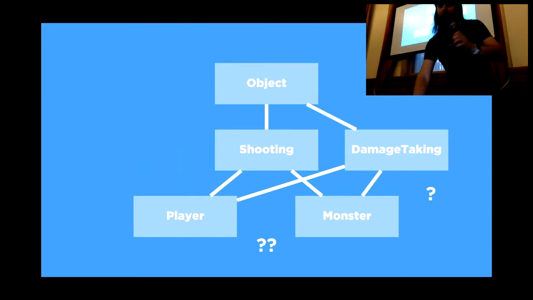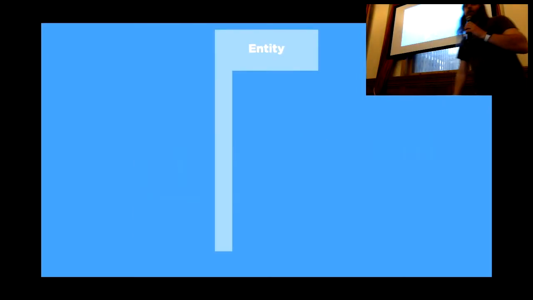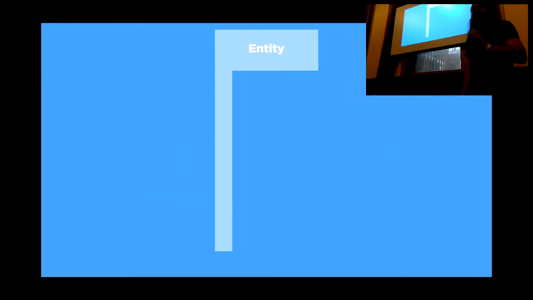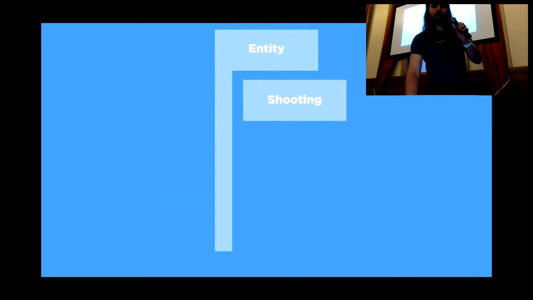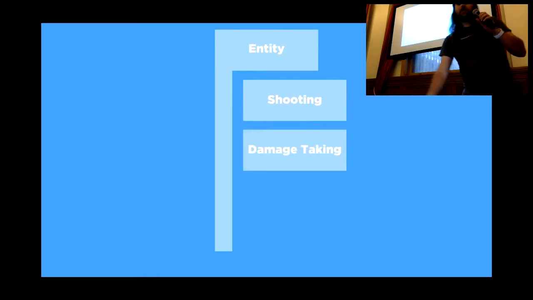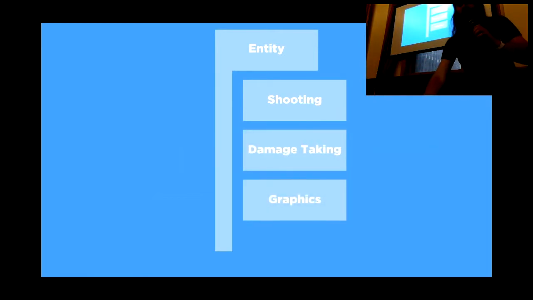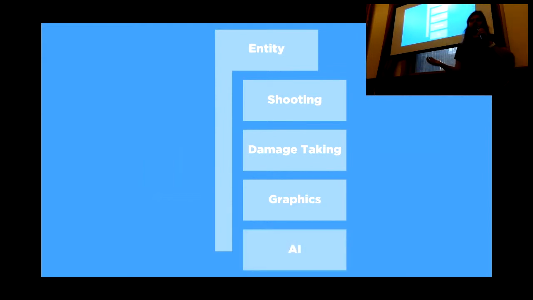So here's a better solution. You define a thing called an entity. Entities are containers for components. So you can add components like shooting, damage taking, a graphical representation of it, an AI for it if it's a monster. It's a component-based approach that breaks up the individual chunks of behavior and logic into one little piece that can be applied to multiple things.